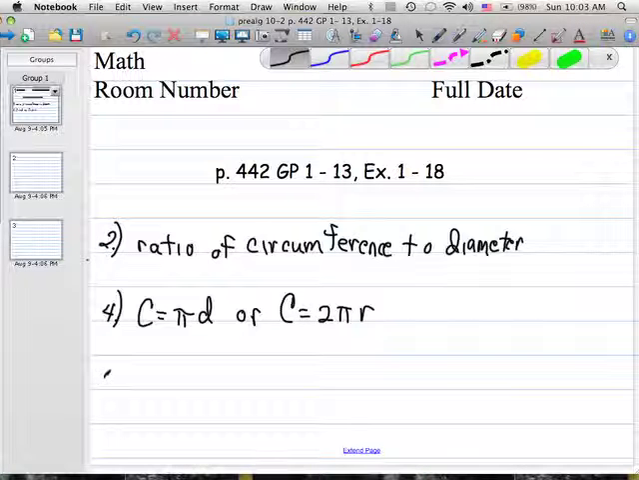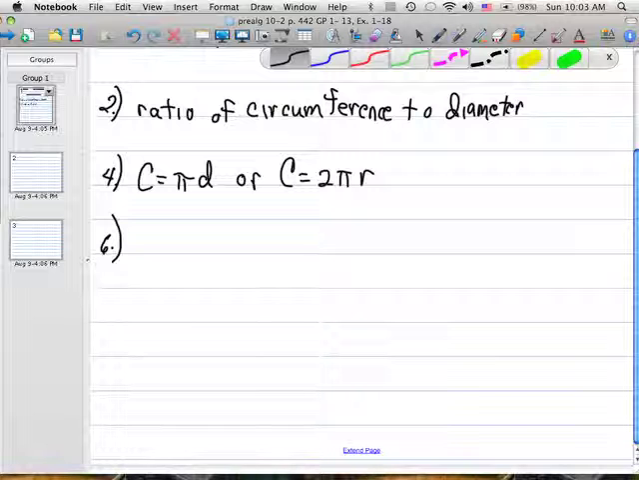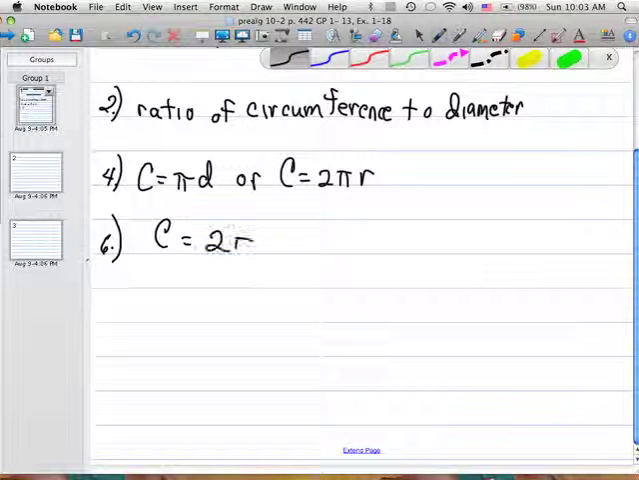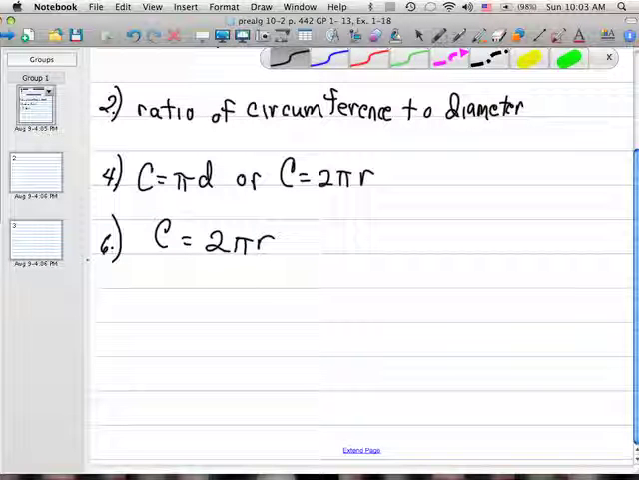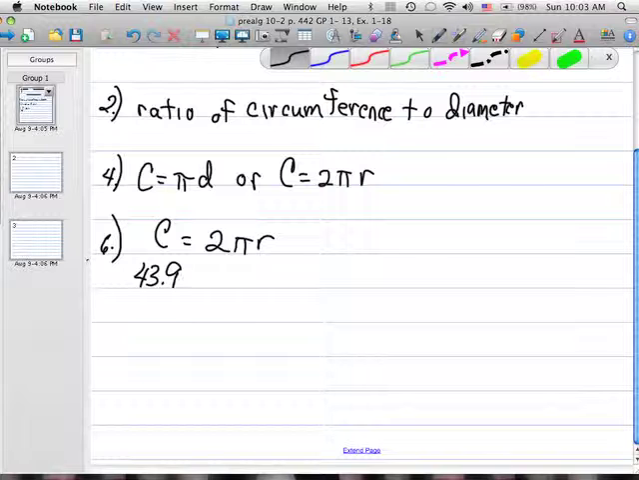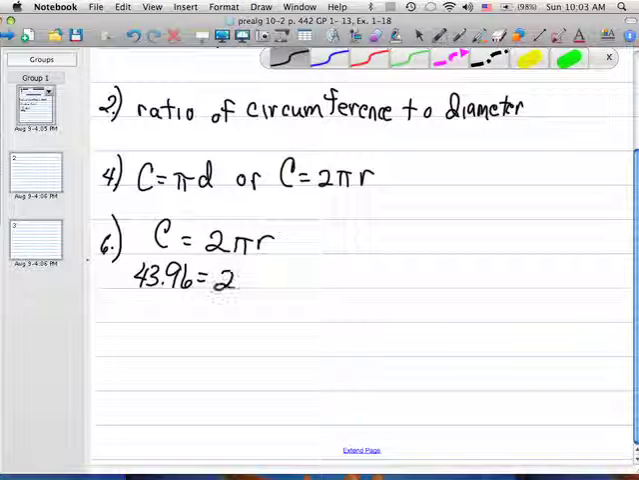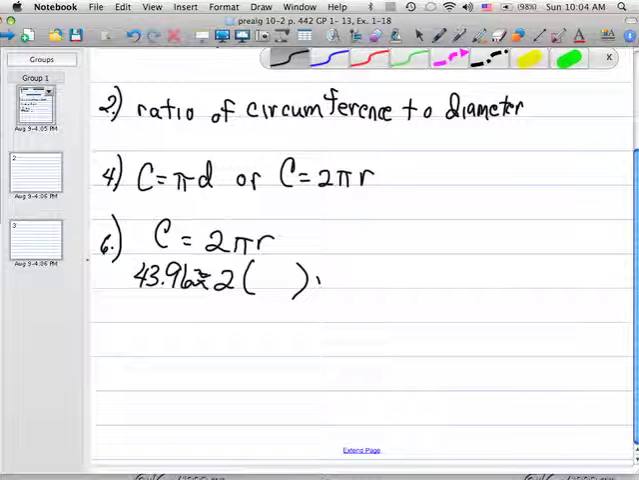Number 6, the directions are exercises 5 and 6 show a series of steps that apply one of the circumference formulas to the given figure. In each step, replace the blank with the number that makes the statement true. Well, we're just going to work it out. So number 6, we're going to use the formula 2 pi r. And they give us the circumference of the circle is 43.96 approximately equals 2, they use the approximation symbol since we're using an approximation of pi, times something r.